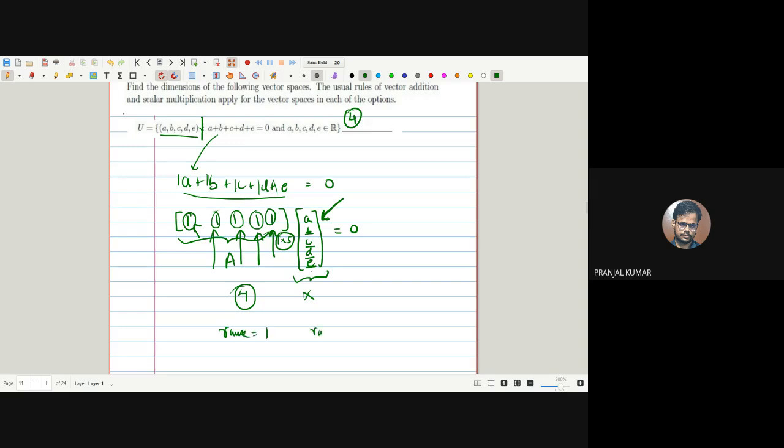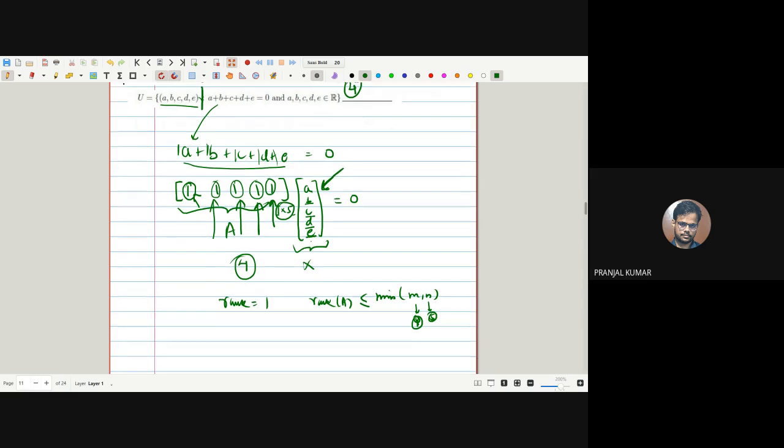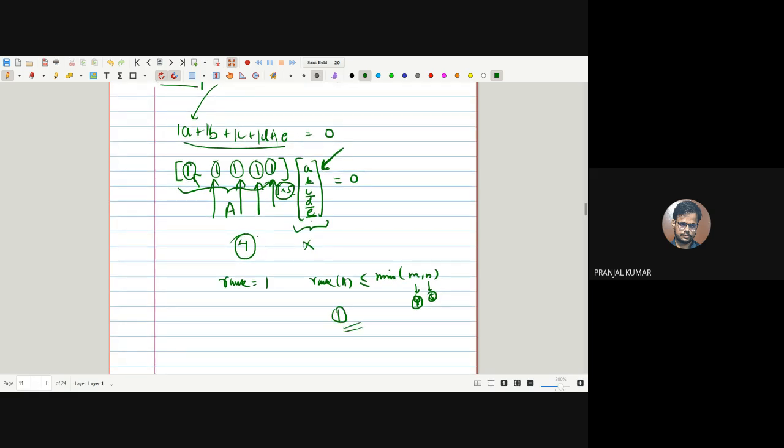You know, right? Rank of a matrix is less than or equal to the minimum of m and n. So what is the order of this matrix? 1 cross 5. So m is 1 and n is 5. Now you can see that there is one pivot, so it will be 1 only. So rank will always be less than or equal to 1. This does not tell you whether rank is 1. You have to see the matrix itself.